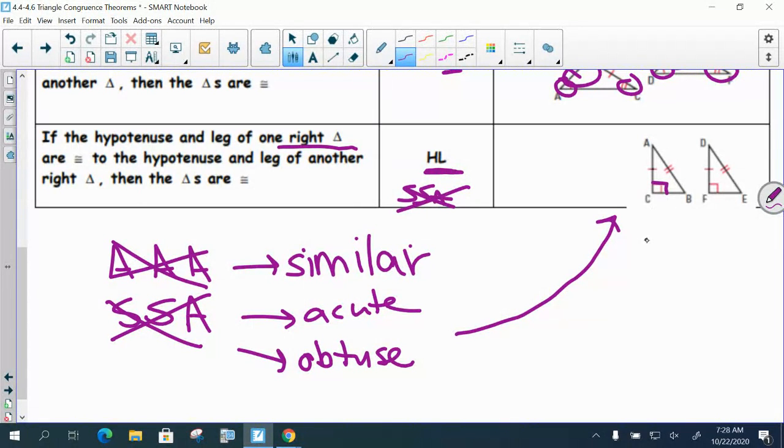Now let's say that you had a right triangle and the two legs were marked congruent rather than the hypotenuse and the leg. This would not be HL. This would just be side, angle, side. Even though it's a right triangle, it's side angle side and not HL because the hypotenuse isn't congruent.